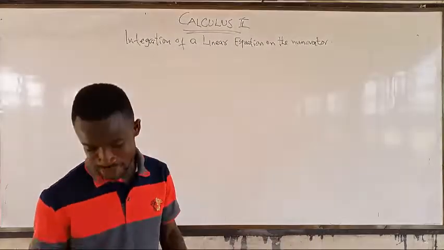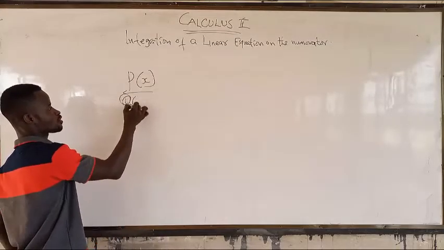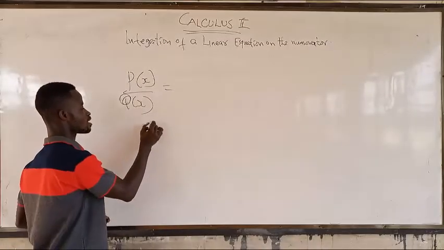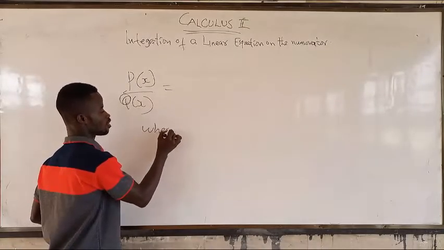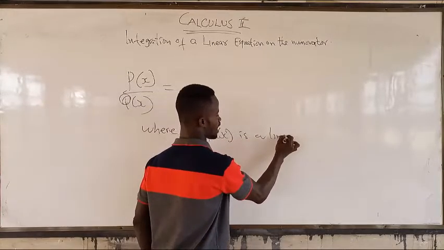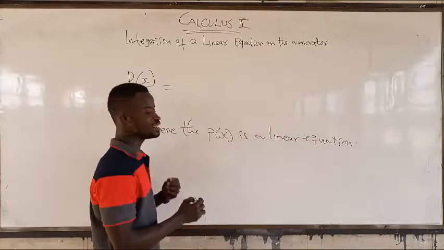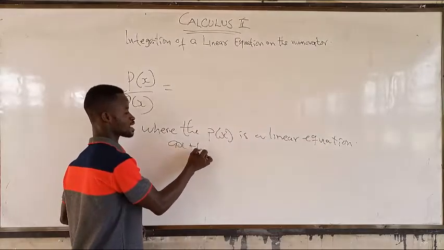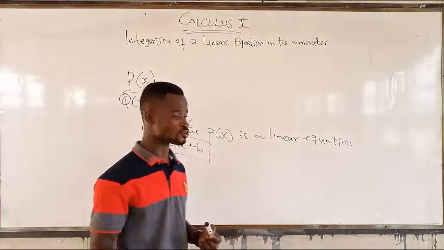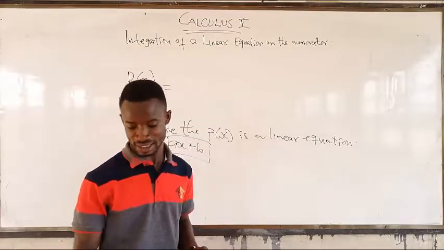Alright. So, all that we are saying is, what if you have P of S over Q of S, where the P of S is a linear equation? You know that a linear equation is always in the form AS plus B. What if it's in such a form? Now don't forget that if it's in such form, it's not easy that you can split it that way.